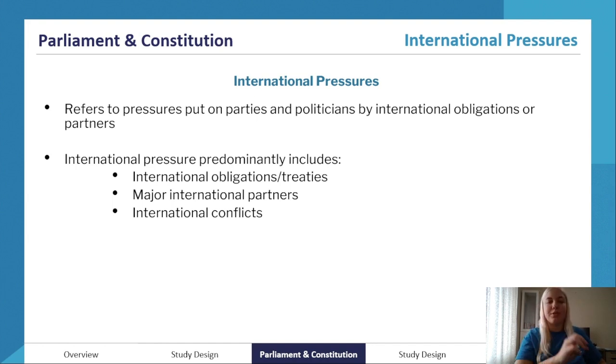They're also major international partners, so this includes the countries that Australia does import and export with, and they have to keep a good relationship with, which is also an international pressure on their lawmaking. And then also international conflicts. So we said war, terrorism, global spread of disease such as COVID are just some examples of these international conflicts.